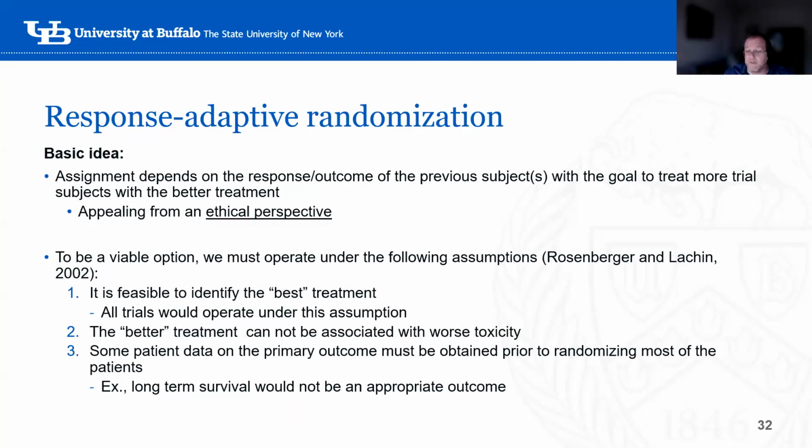One thing I'd be a little bit careful of is that I'm going to be making this decision based on the primary outcome. And the primary outcome is usually some kind of measure of efficacy. If the better treatment in terms of efficacy is also worse in terms of toxicity, this is not a good idea. This is not a good randomization to utilize. And then also the third thing I've got to be careful of is I need to have a short-term outcome. I can't use long-term outcomes here.